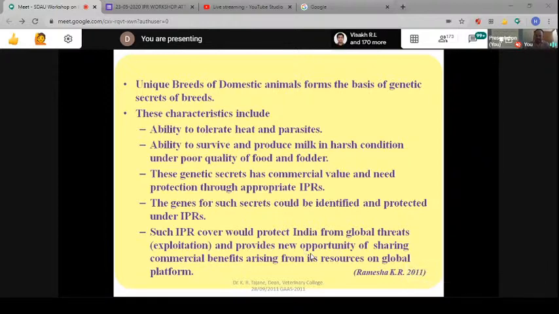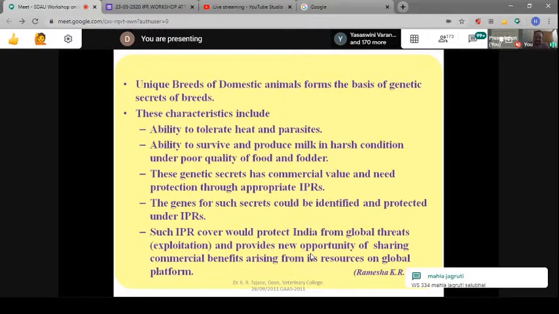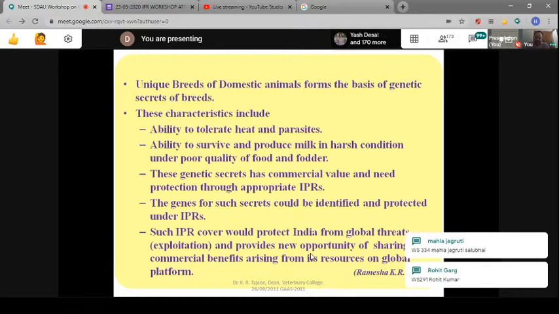You should be able to understand what I wanted to convey. This is our wealth, our cattle, our crop varieties. They have some specific characteristics: they are heat tolerant, resistant to parasitic disease, resistant to mastitis, resistant to bacterial infection. At the same time, they can produce milk in very harsh conditions.